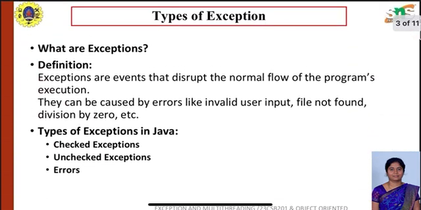First, we can see what is meant by exception. Exceptions are events that disrupt the normal flow of a program's execution, which means if an error occurs in the execution of a program, it is called an exception. The errors may be invalid user input, file not found, or division by 0. If the username is invalid, then the output will be an error, and if the file name is not present in the program, there will be an error. A number divided by 0 is not possible in mathematics, so this will cause an error.